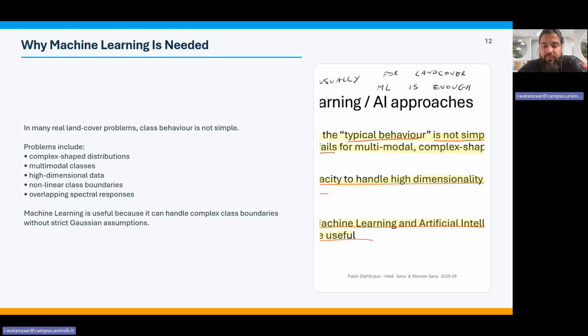Overlapping spectral response is another important aspect, because spectral response is mostly wavelength dependent. As the wavelength changes, the spectral response changes in terms of the pixel values in the form of vectors. These are the complexities we were facing. The class behavior is not normal or simple. Machine learning is useful because it can handle complex class boundaries without a strict Gaussian assumption. This is the whole idea of why machine learning is coming into the picture.